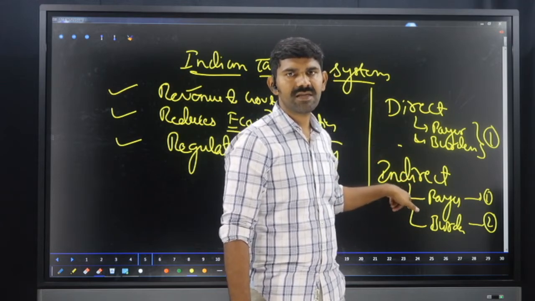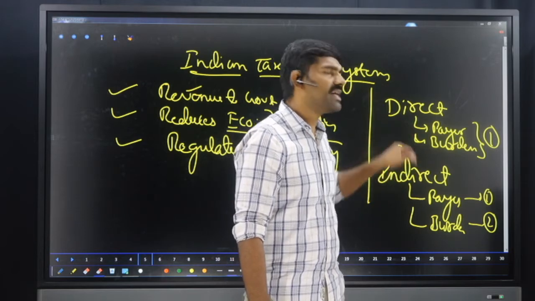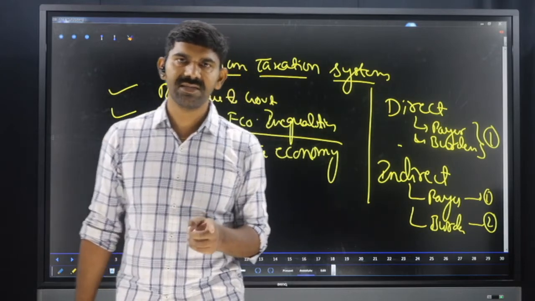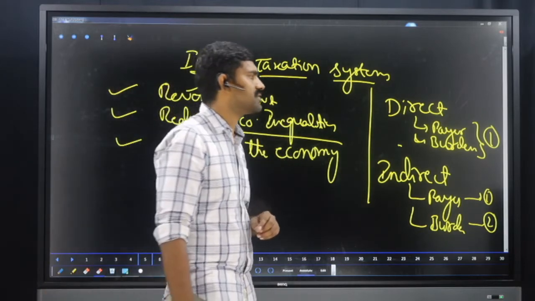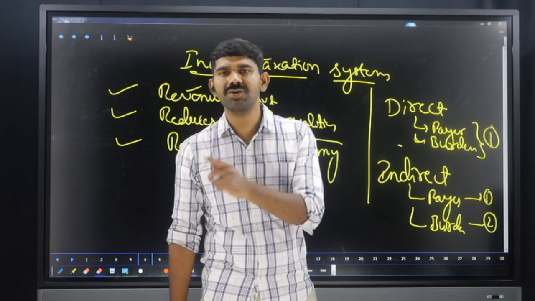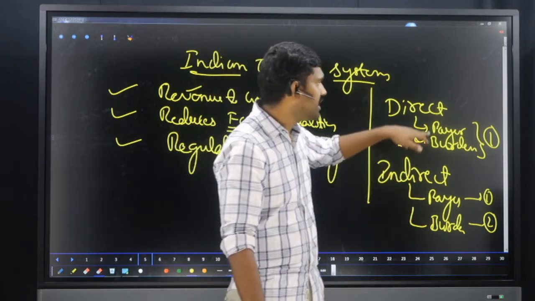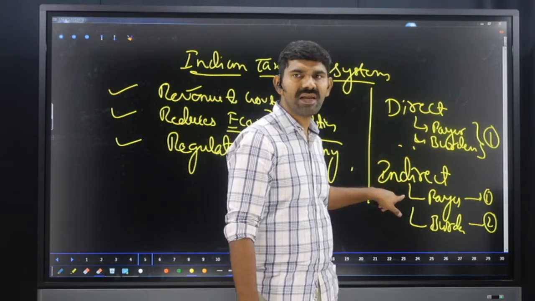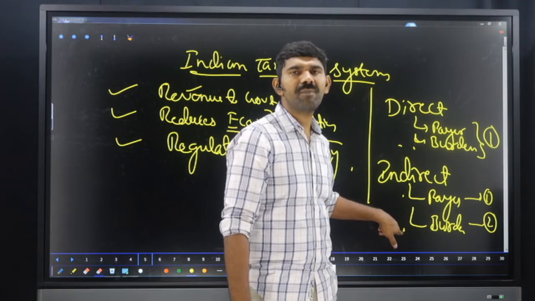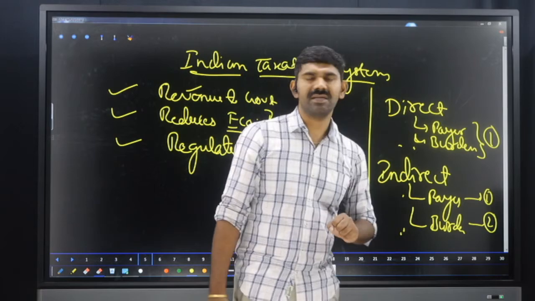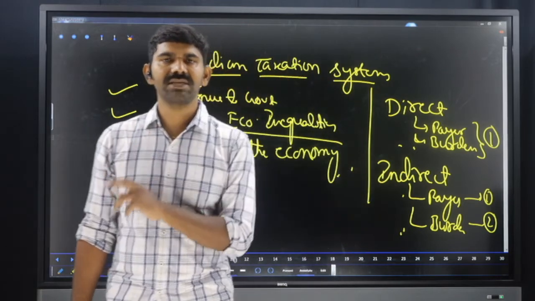Otherwise you can say that in direct tax it is not possible to shift the burden to someone else, but in indirect tax it is possible to shift the burden to someone else, because initially he pays from his own money, but finally he takes that money from someone else, so the burden can be shifted. So like that you got direct and indirect taxes, right? I'll give you examples also, don't worry.